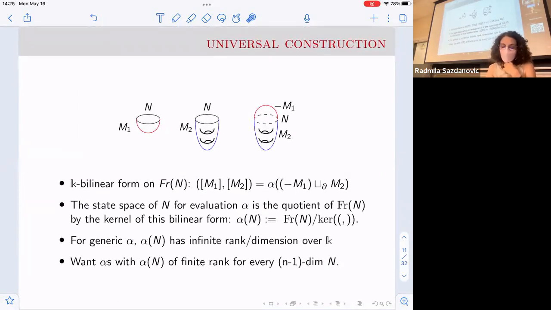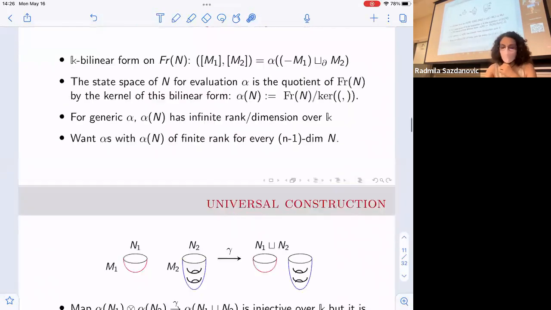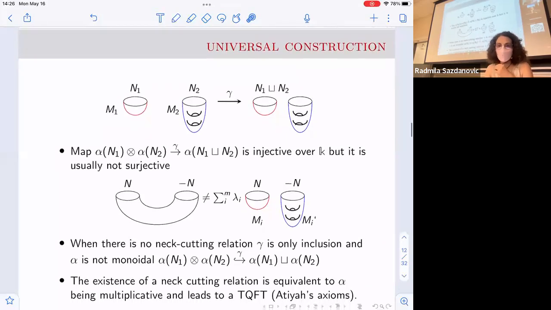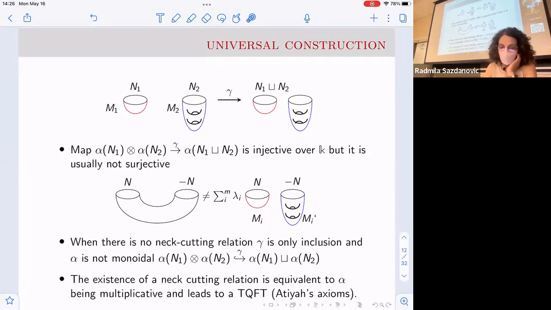Okay. So then the state space of N for this particular evaluation alpha is going to be the quotient of this free module F(N) modulo the kernel of this bilinear form. And then, of course, if you just randomly pick your alpha, you're probably going to have this state space have infinite rank. That's usually harder to deal with. So we prefer the one that has finite rank. So again, examples are scarce, right? But soon I'm going to actually show a theorem that says when that's the case.